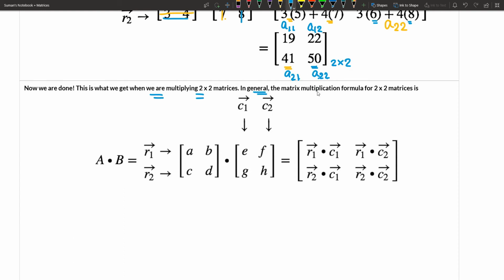And in general, the matrix multiplication formula for 2 cross 2 matrices is: the first one is R1 C1, that means A11, whatever element we are getting; R1 C2, so we are getting A12; R2 C1, that means we are getting A21; and R2 C2, that means we are getting A22. So that is our matrix multiplication of 2 cross 2 order.